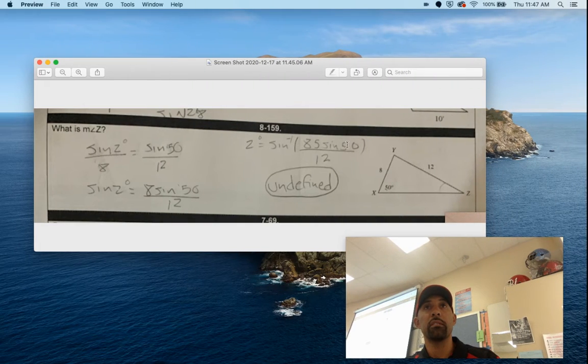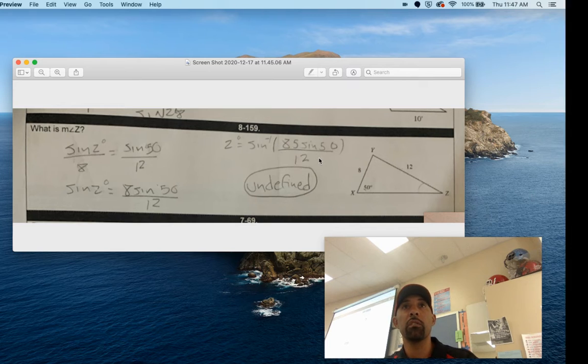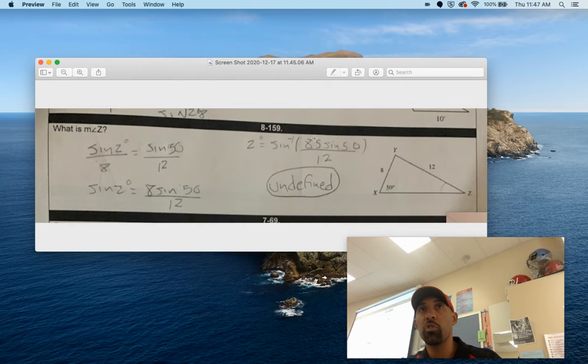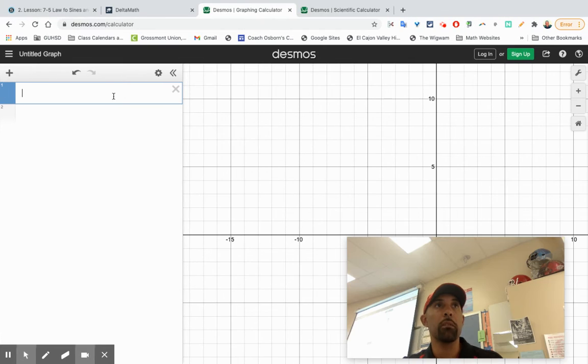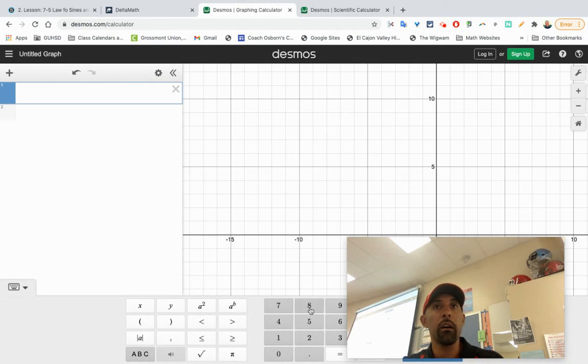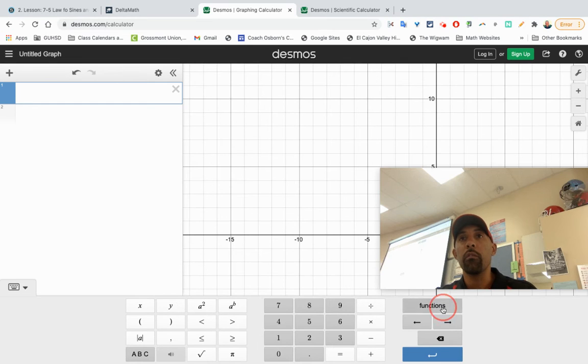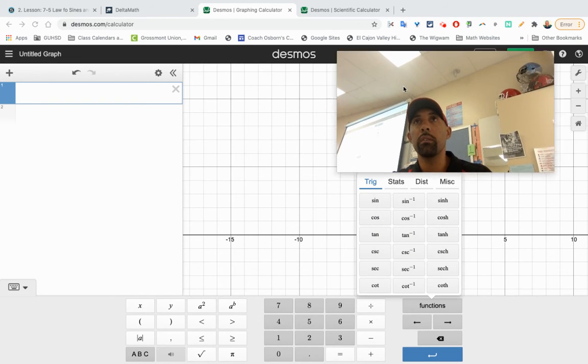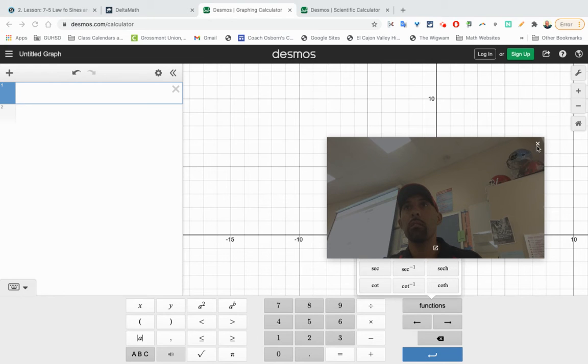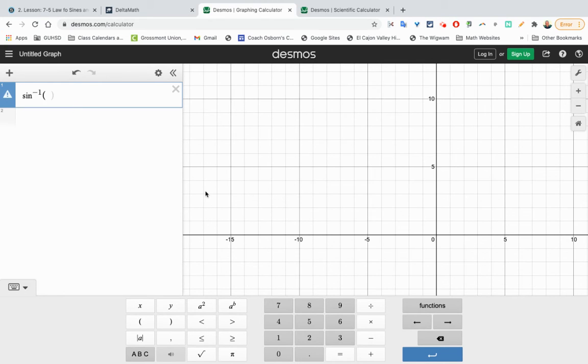So let's say I set up this same calculation right here, sine inverse of 8, and remember, it should be just 8, not 85. That's how I'm going to type it. So I'm going to go down here, go to functions, sine inverse, and I click divide so I can get the fraction line, sine of 50, then divide by 12, and then look, you get negative 0.17.